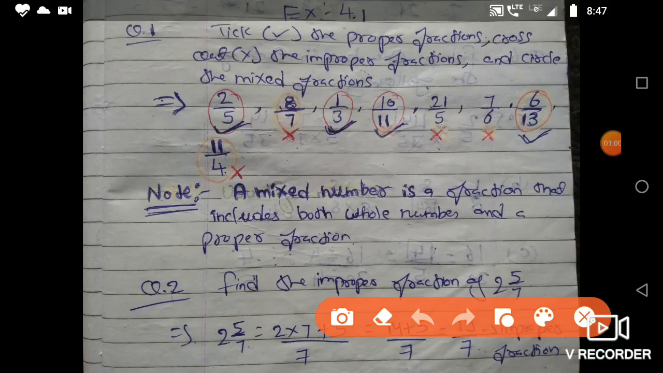Next, I am going to explain exercise 4.1 question number 1. First question: take the proper fraction, cross out the improper fraction and circle the mixed fraction. Here we first find the proper fractions. 2 upon 5, 1 upon 3, 10 upon 11, 6 upon 13, all are proper fractions.